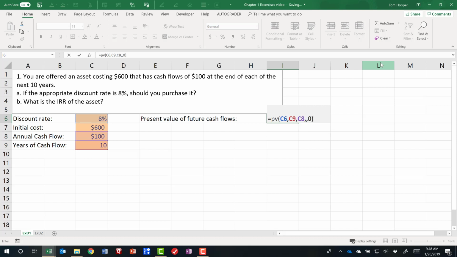Let's type the zero. Notice we had to have the empty comma before the zero so it wouldn't mistake the zero for an FV, a future value. And I get a negative value. So I'm going to go back and just for aesthetics, change that payment to be negative. And then PV will give me a positive value. And I want to compare that against the initial cost, and since the present value of future cash flows is greater than the initial cost, then I would say yes.